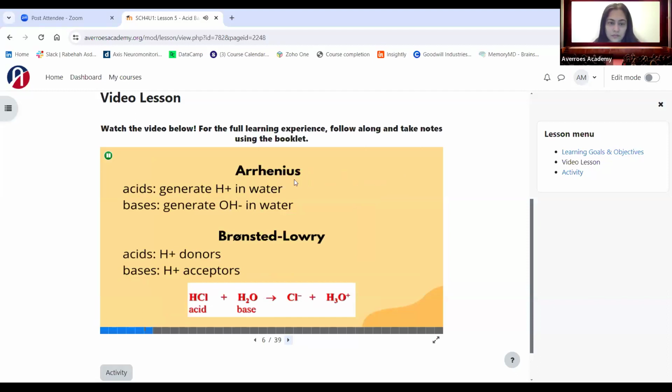So the Arrhenius theory, again, states that acids generate H+ ions in water and bases generate hydroxide ions in water, but the Bronsted-Lowry theory is just in terms of protons. So for example, when hydrogen chloride reacts with water, a proton is transferred from a hydrogen chloride molecule to a water molecule, forming a hydronium ion, H3O+, and a chloride ion. Right, so hydrogen chloride acts as a Bronsted-Lowry acid, whereas water, the one accepting the H+, acts as a Bronsted-Lowry base. Right, so according to the Bronsted-Lowry theory, acids are H+ donors and bases are H+ acceptors.